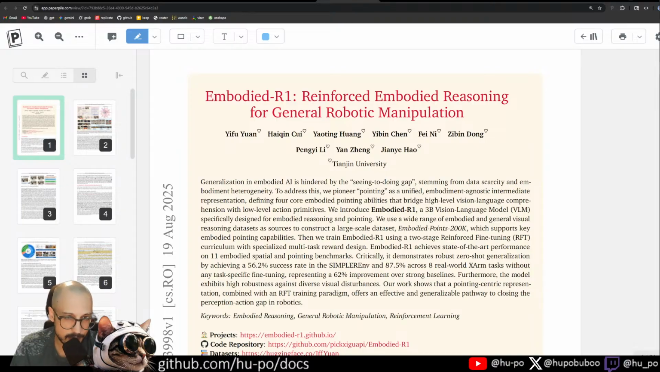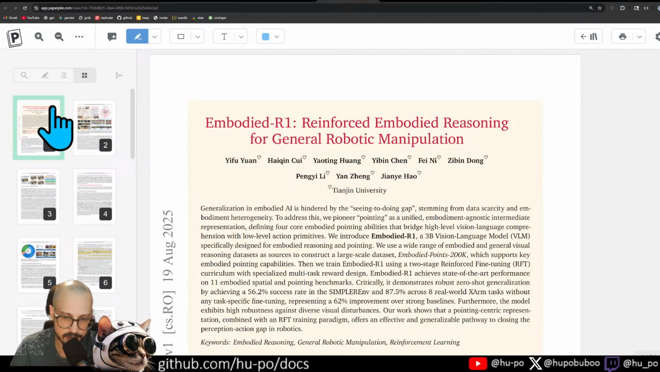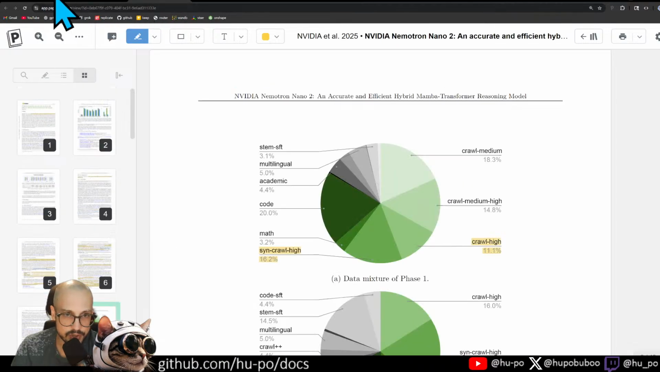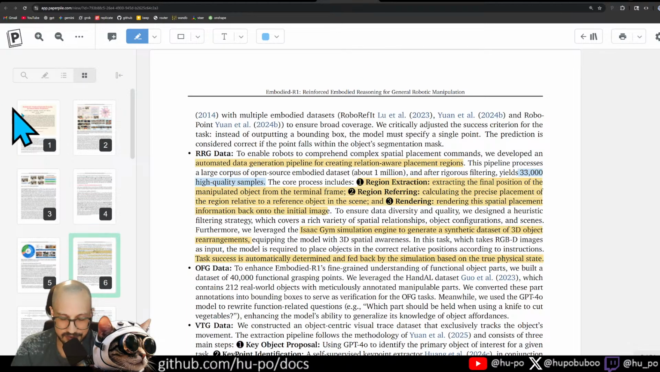I've talked about so many robotics papers at this point that I almost didn't want to include this, because I feel like I'm becoming a robotics paper streamer. So I wanted to stay a little bit away and do something that's not robotics this week. But this paper did come out and it did use synthetic data, so I figured I might as well mention it. Here you have an automated data generation pipeline for creating relation-aware placement regions, 33K samples.